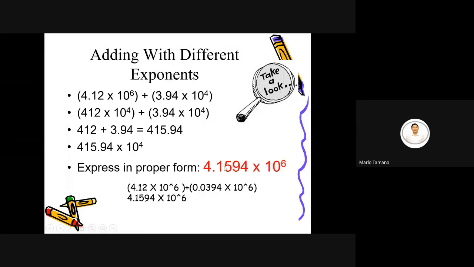Can you follow? Yes po. What if this 6 exponent is the one we follow? Then this one, the 10 to the 4th, is what we will move. So we add plus 2 here, to make it equal with the exponent of the first one, which is 10 to the 6.